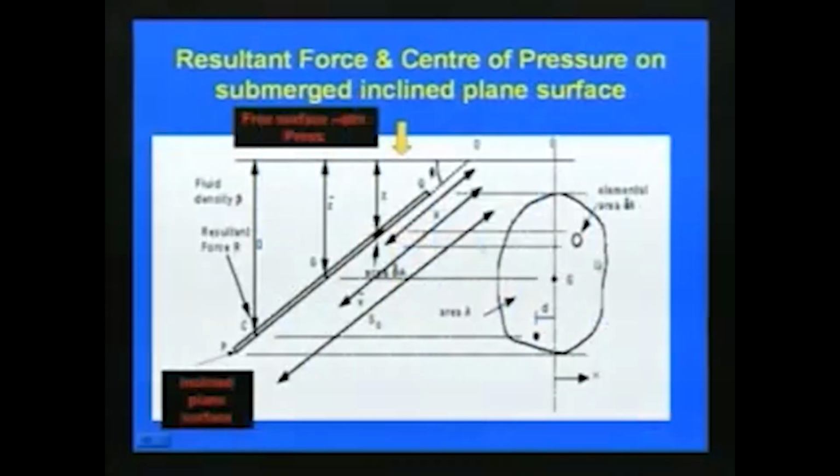Here you can see it is already explained what Z bar is. Here this is Z, this is theta, and x bar sin theta is this, with respect to the distance measured here.